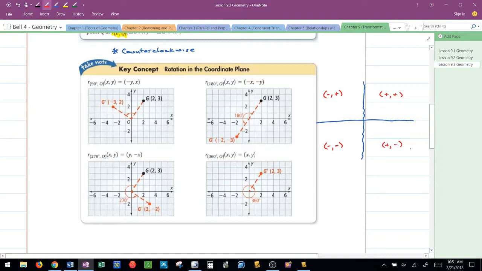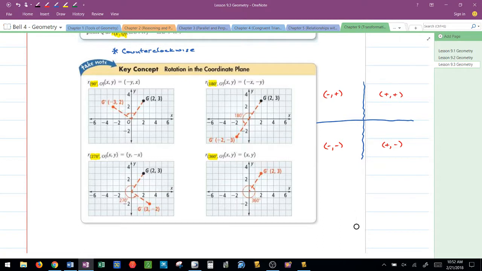Secondly, I'm going to focus on four kinds of moves. Rotating 90, 180, 270, and 360. So if I was in the first quadrant and I rotate 90, that means I'm going to end up in the second quadrant. If I was in the first quadrant and I rotate 180, I'm down to the third quadrant. If I'm in the first quadrant and I rotate 270, I'm down in the fourth quadrant. Hopefully you kind of get the idea with that.